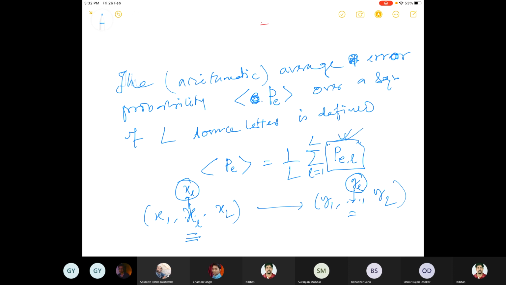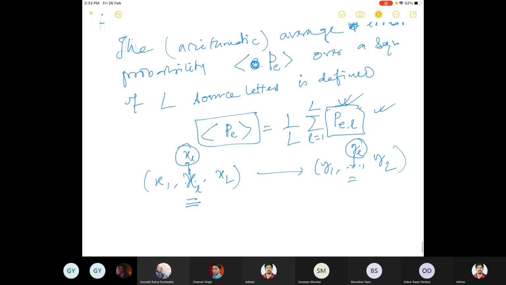This we have already defined for individual random variables X and Y. Now what we are saying is, if I send a bunch of symbols, a source sequence x1, x2, xl, then I'm considering the average error probability, which is the arithmetic mean of those errors. This is how I'm defining it. And then we will prove a bound for the average error probability, using this x to the power l and y to the power l.